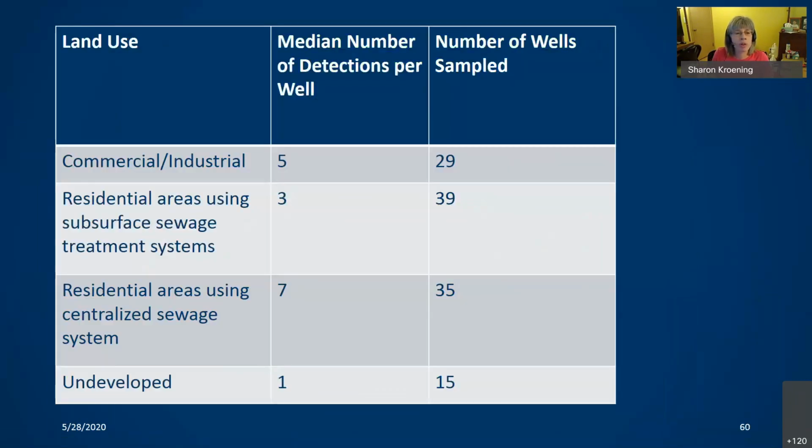When we look at our PFAS data with respect to land use, we also find that we find PFAS chemicals more frequently in the shallow groundwater underlying urban settings, especially residential areas that use centralized sewer systems and commercial areas, compared to undeveloped parts of the state, which typically only have one PFAS found in the water samples when we do find it.